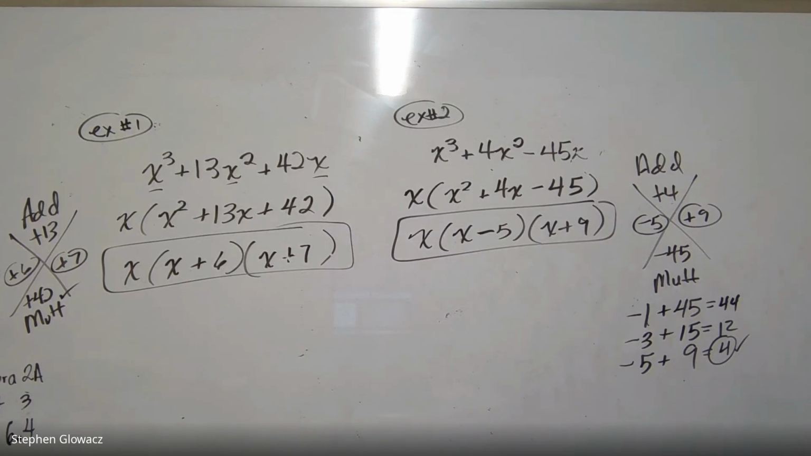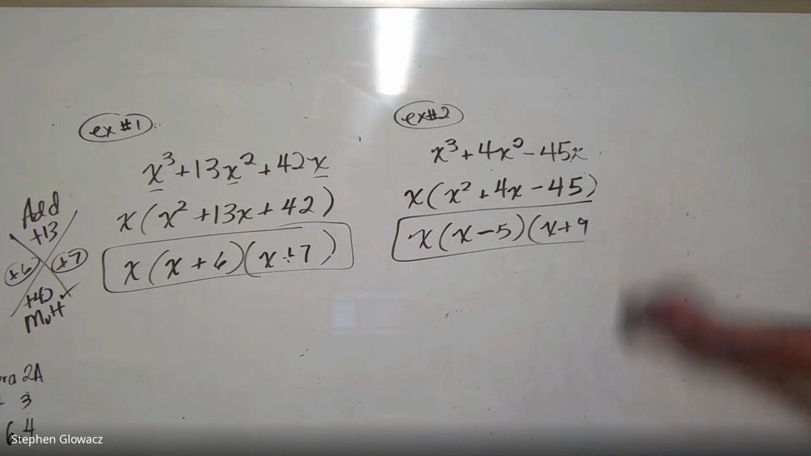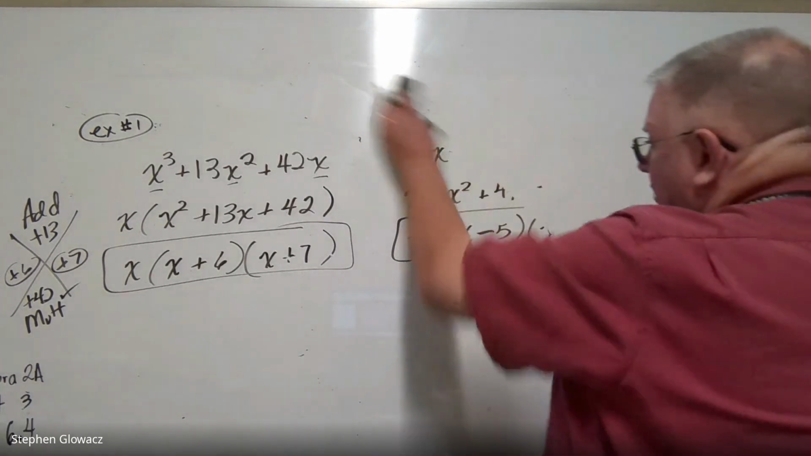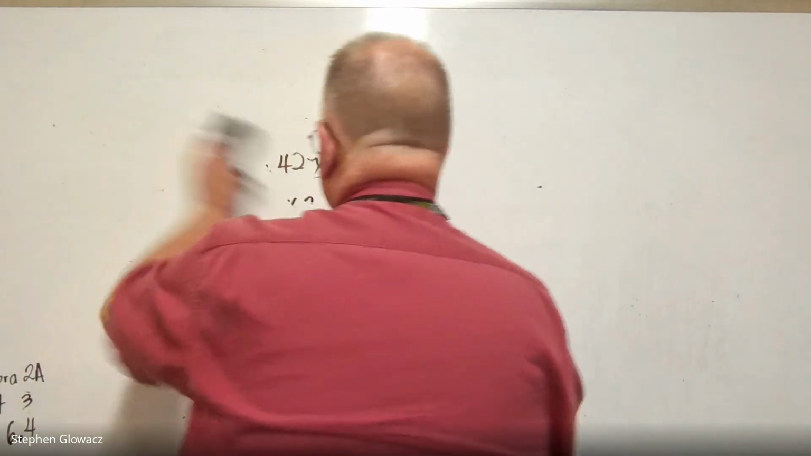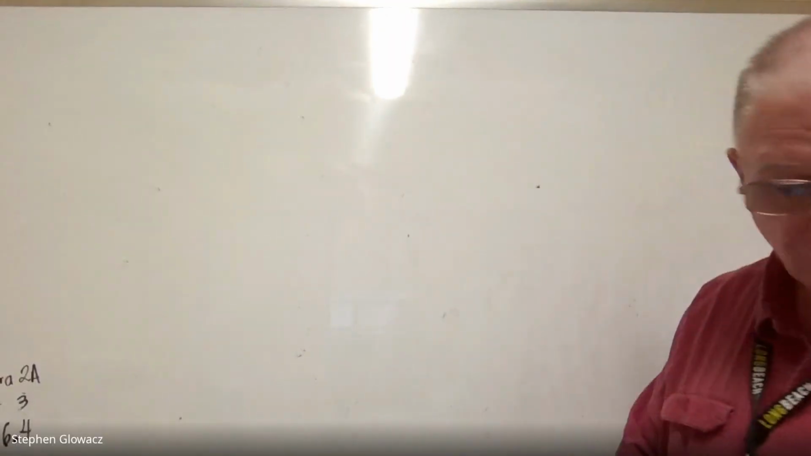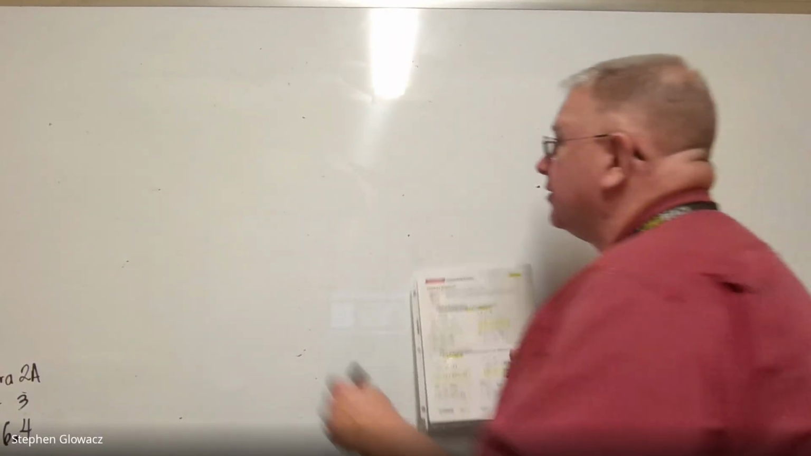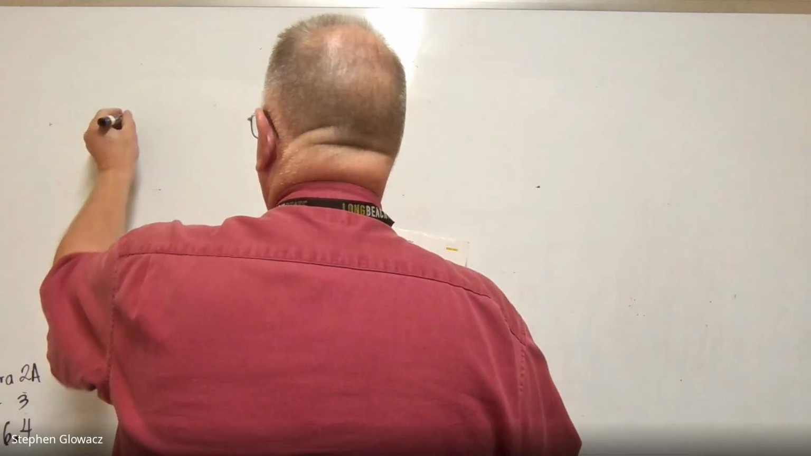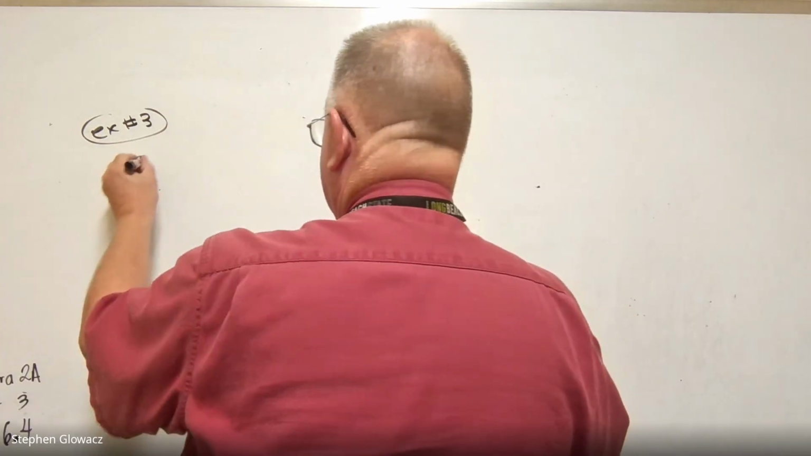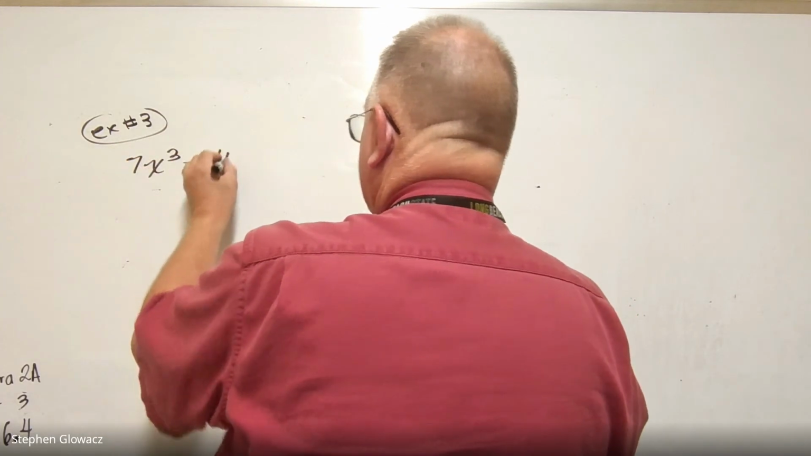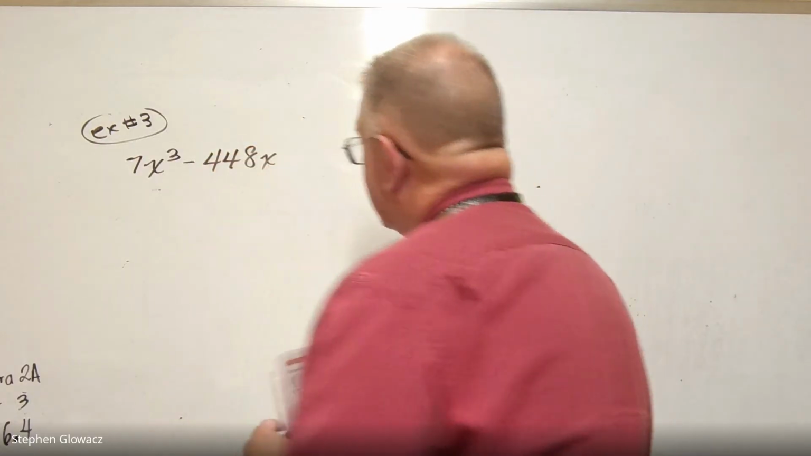All right, so now let's go ahead and take a look at an example for problems 3 and 4. Get all of this erased here. So on problems 3 and 4, we're going to be looking at a factoring pattern called the difference of two perfect squares. So our example for number 3 is 7x to the third minus 448x.